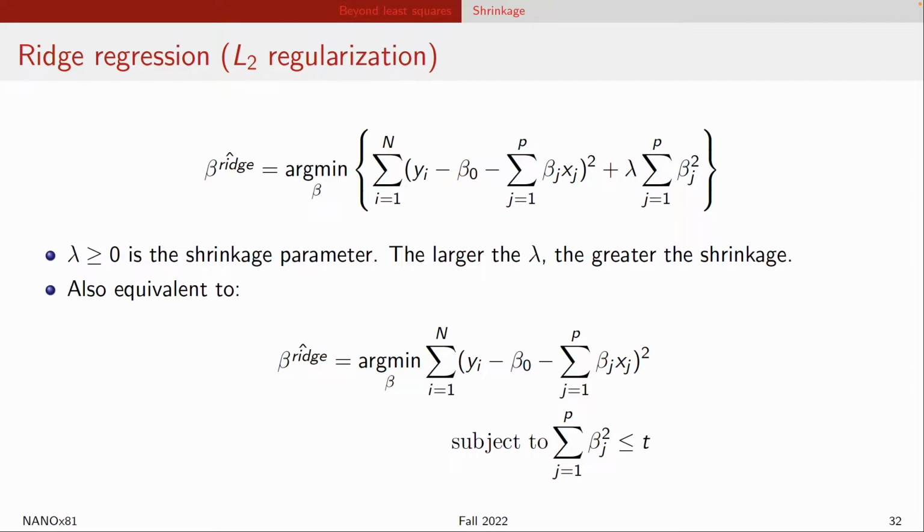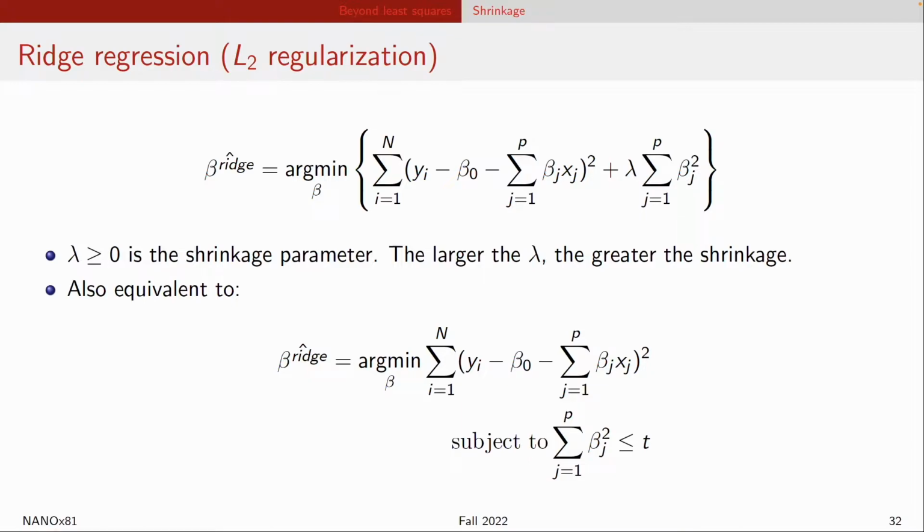Now, unlike linear regression, there is one parameter that you actually need to specify when you're doing a ridge regression, and that is this parameter called lambda. Lambda is by definition greater than or equal to 0, and it is called a shrinkage parameter. The larger the lambda, the greater weight you are giving your penalty term, and that means the bigger the shrinkage that is going to occur on your coefficients.